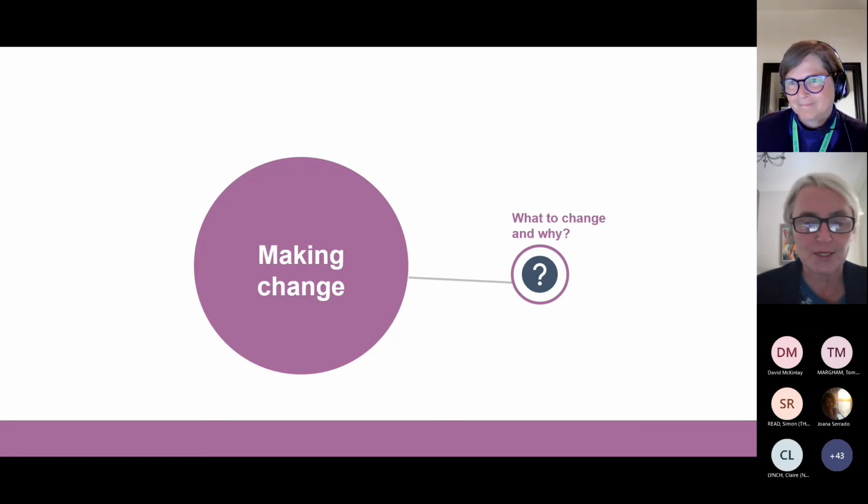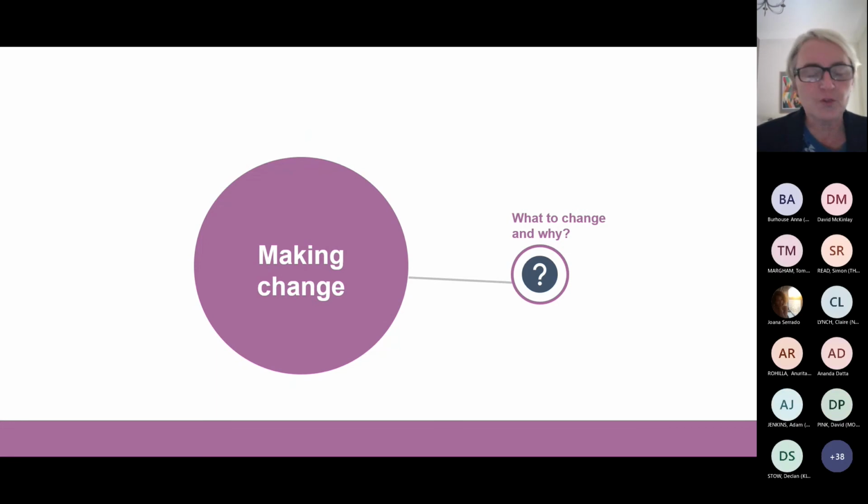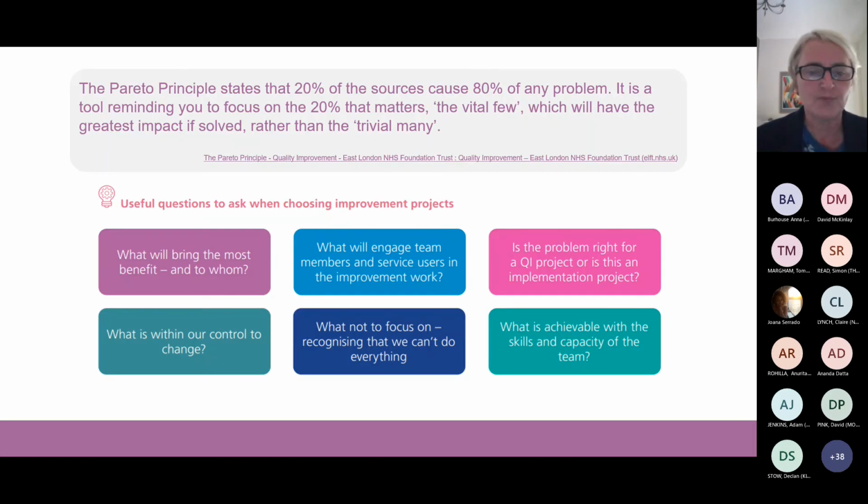If we could move on to the next slide, please. So we're going to talk just for a couple of slides now about what to change and why, where to start, where to make that decision about what access improvement to start with. And I think Anna's given some really good ideas there. Next slide, please. So in the guide, we talk about, as Anna mentioned, this 20-80 split. There's this thing called the Pareto principle that states that 20% of the sources cause 80% of the problem. So how do we find that 20% that really matters and focus our efforts there rather than on things which are likely to have less impact?